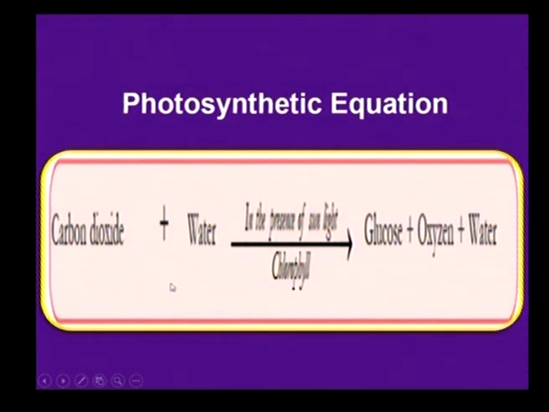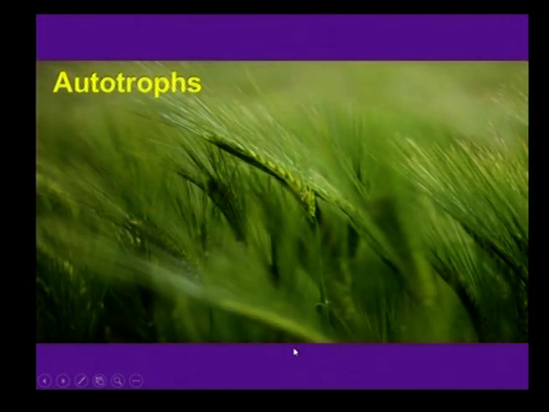The factors required for photosynthesis are carbon dioxide, water, sunlight and chlorophyll. The end products of photosynthesis are glucose, oxygen and water. So all the green plants prepare food on their own. So they are called autotrophs.